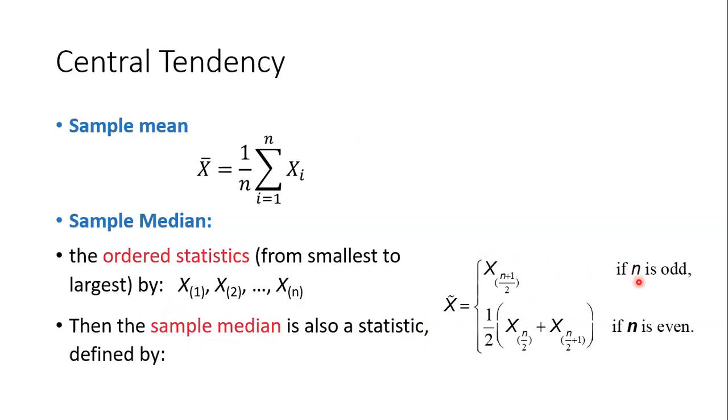If n is odd, so here how many participants do we have? 10 participants, one of them is me, so there are 9 participants. If I ask you your height and order you, then the fifth observation is our median. If n is even, for example, if another student attends the Zoom session so that we have 10 students here, then the average of the fifth and the sixth student is our median.